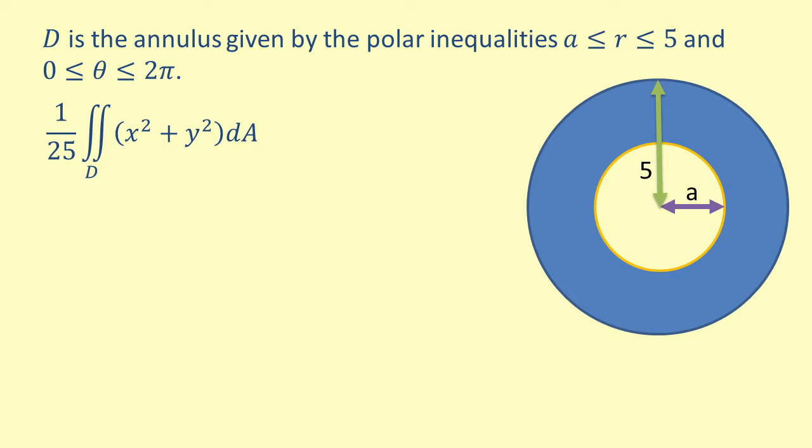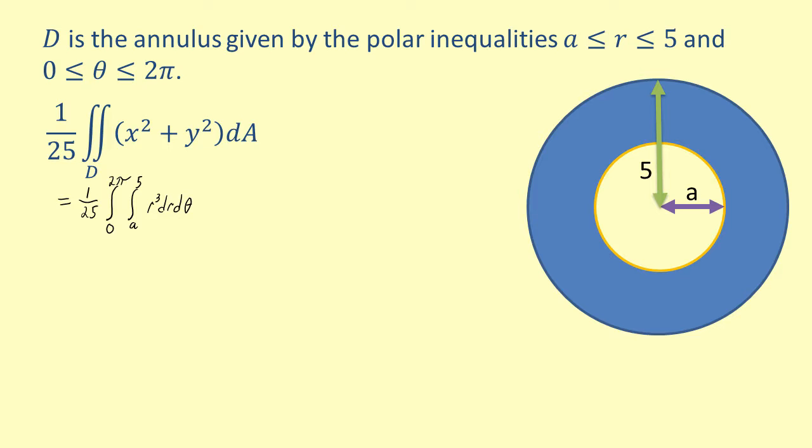Now let's integrate over the region D. In this case, D is the annulus given by the polar inequalities a is less than or equal to r, which is less than or equal to 5, and 0 is less than or equal to theta, which is less than or equal to 2 pi. We now need to convert our simplified integral into polar coordinates and put in the appropriate limits. This gives us 1/25 times the integral from 0 to 2 pi of the integral from a to 5 of r cubed dr d theta.